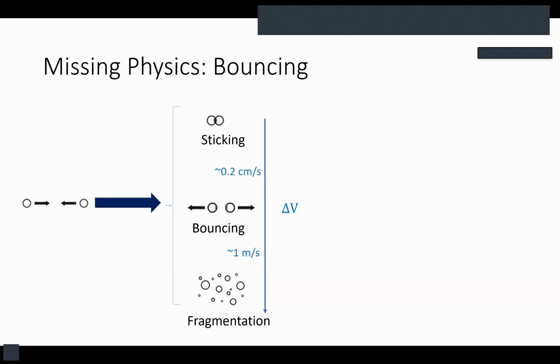But when you collide them with some intermediate speed, not high enough to fragment them, but high enough to pull the contact surface apart, then the 2 particles will bounce off each other. This limit is about 0.2 centimeters per second. It's about 3 orders of magnitude jump here. But this whole range of velocities is all possible, depending on where you are in the disk and how strong the turbulent stress is.